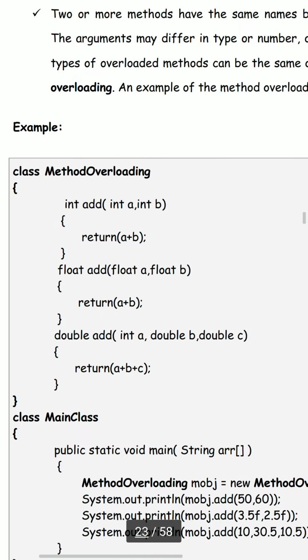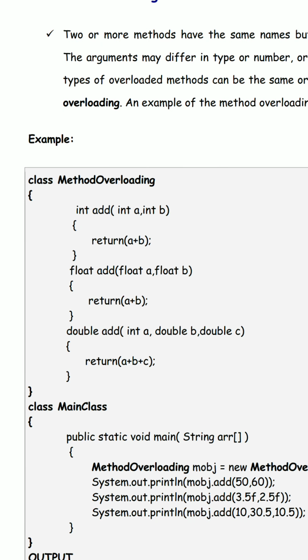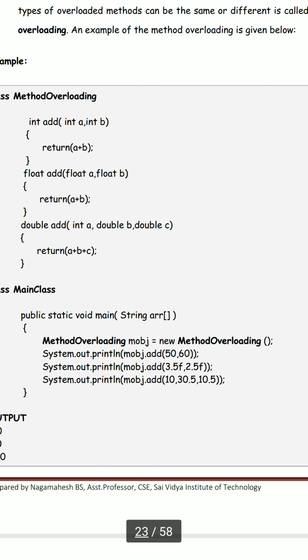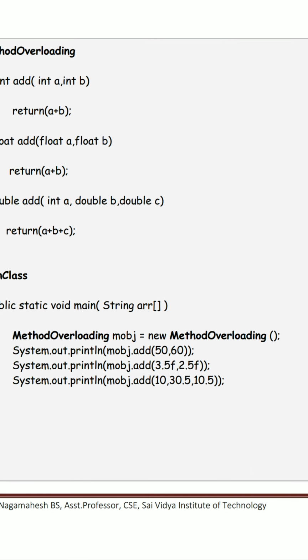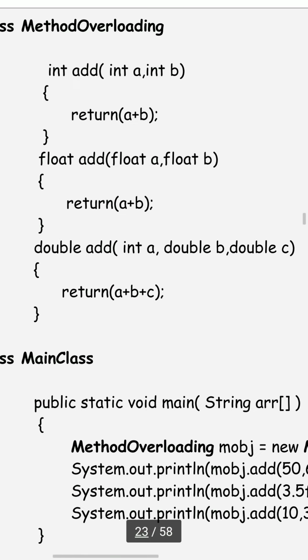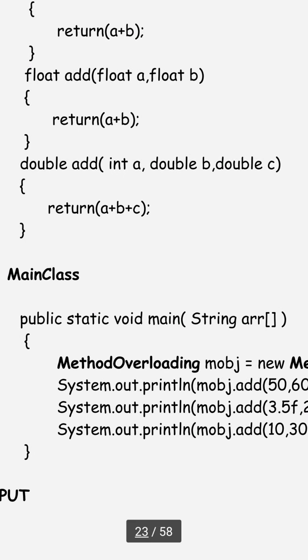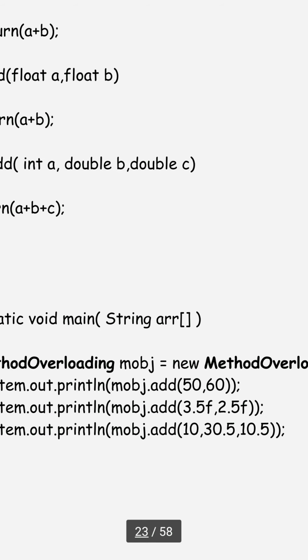Then it evaluates A plus B and returns the value to the caller of the method. The second is SOP mobj.add(3.5f, 2.5f). These are floating point values, so it invokes the method float add(float A, float B) and returns A plus B. It prints the value of A plus B, returned to the caller of the method.